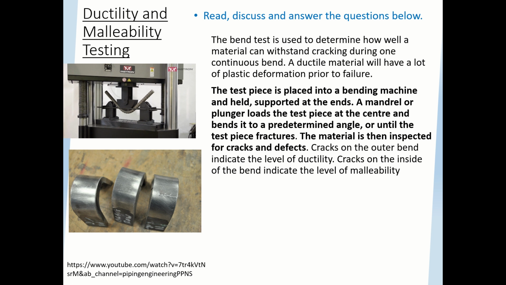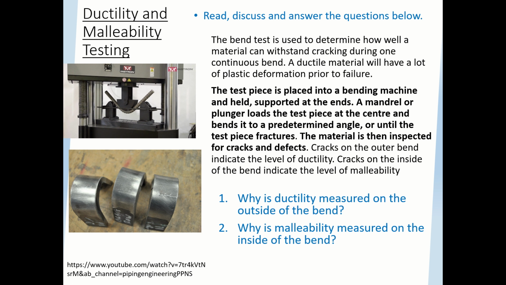As I said, cracks on the outer bend would indicate a level of ductility. Cracks on the inside indicate the level of malleability. So why is ductility measured on the outside of the bend? That's because ductility is a measure of how much things stretch. And number two, why is malleability measured on the inside? Because malleability is pressing or deforming, and that compression would happen on the inside.